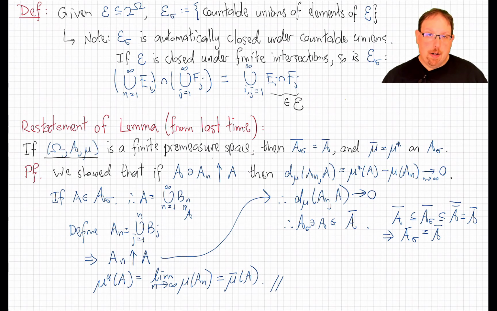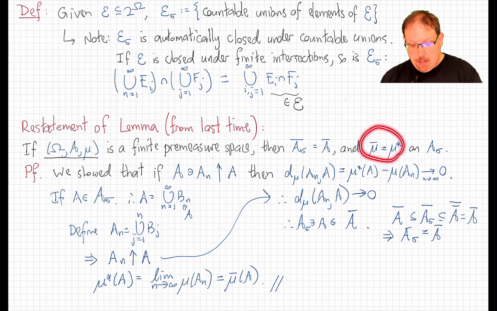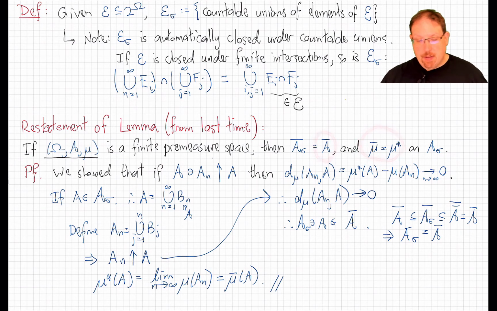So mu bar and mu star agree on A sigma, which is typically strictly larger than the field A. Ultimately, we want to show that in fact they agree on all of A closure, which we now know is the same as A sigma closure. So that begs the question, how different is A sigma from A closure?